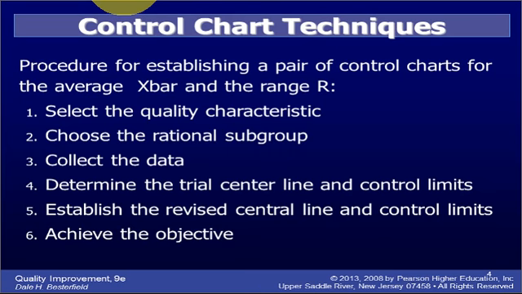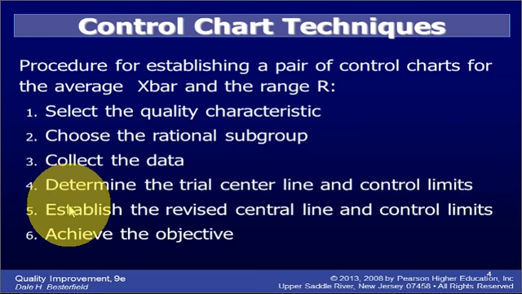The third step is to collect the data using different techniques. Most of the time we use the same interval and pick the samples at the beginning of each interval. The fourth step is to determine the trial center line and control limits. The fifth is to establish the revised central lines and control limits, and the sixth is to achieve the objective of continually improving the quality. In these 6 steps, steps 4 and 5 are more quantitative, and I'm going to talk about them in this video. For all the other steps, you need to refer to our slides.